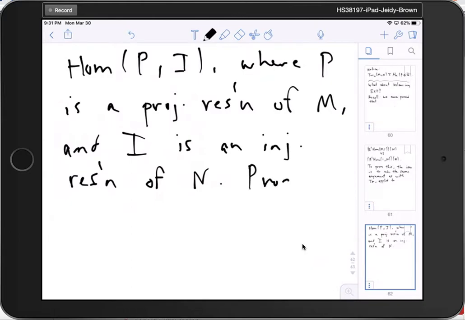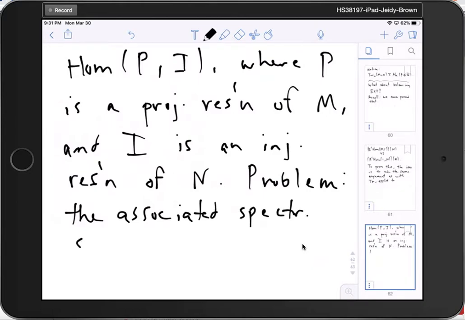The problem is that the associated spectral sequence is unbounded. An injective resolution extends infinitely to the left, and so what we're going to get is a second quadrant spectral sequence. And that won't necessarily be bounded. So, I mean, we don't even have a definition of convergence for an unbounded spectral sequence. Such a definition exists, we just haven't discussed it.